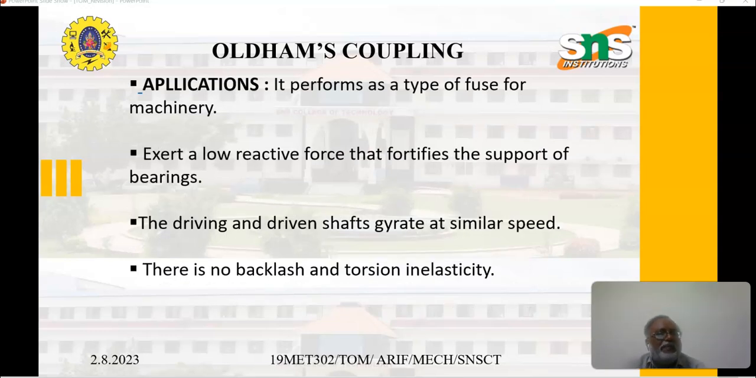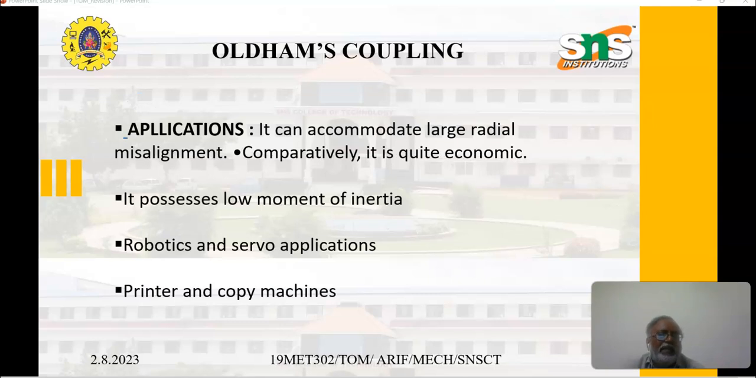The Oldham coupling performs as a type of fuse for machinery. It exerts a low relative force that fortifies the support of the bearings. The driving and driven shafts gyrate at the same speed. There is no backlash and no torsional elasticity. The Oldham coupling can accommodate large radial misalignment.